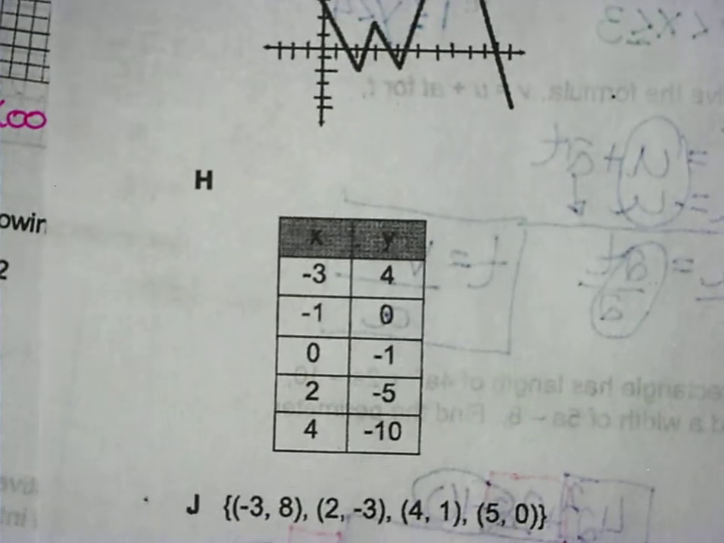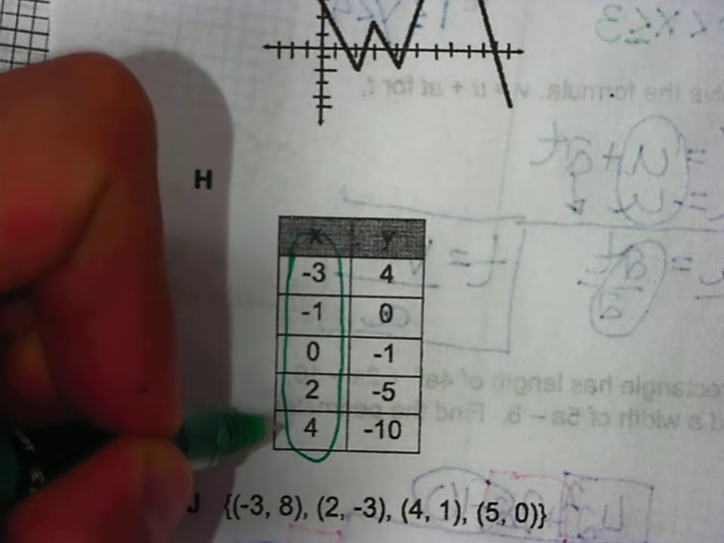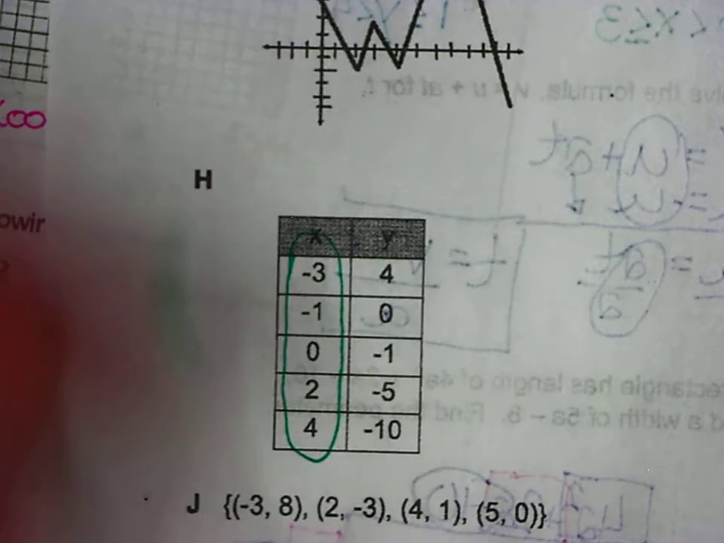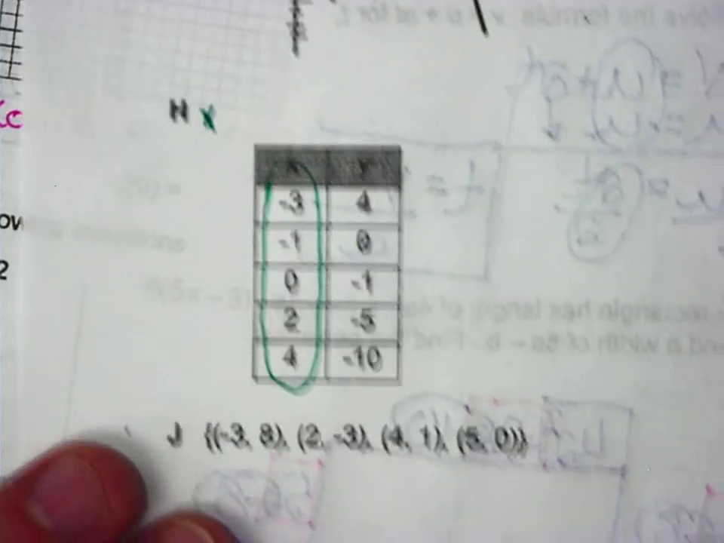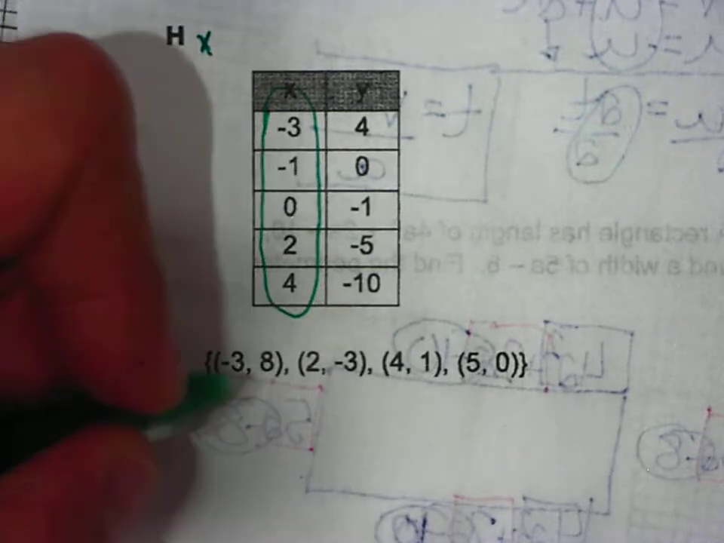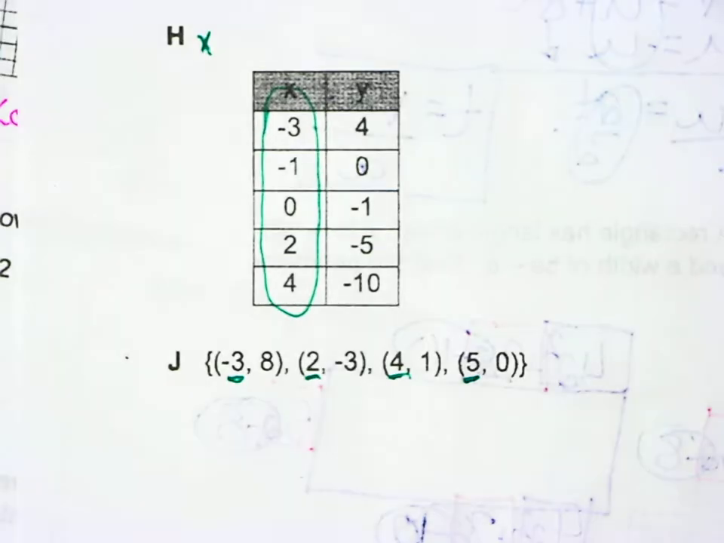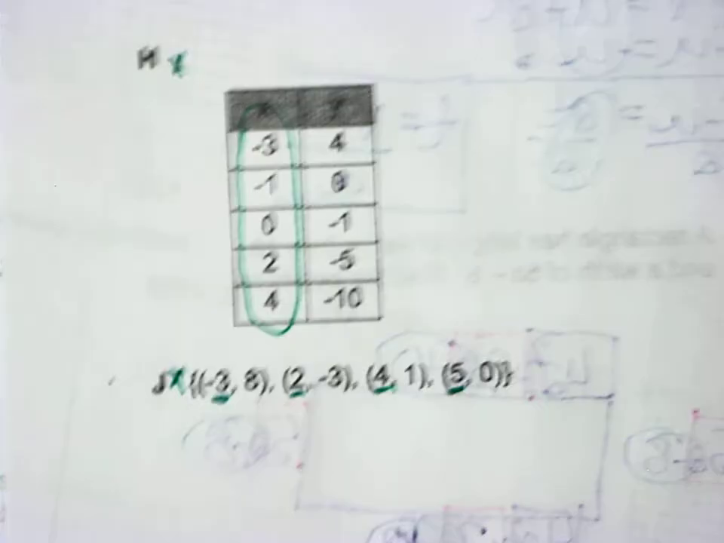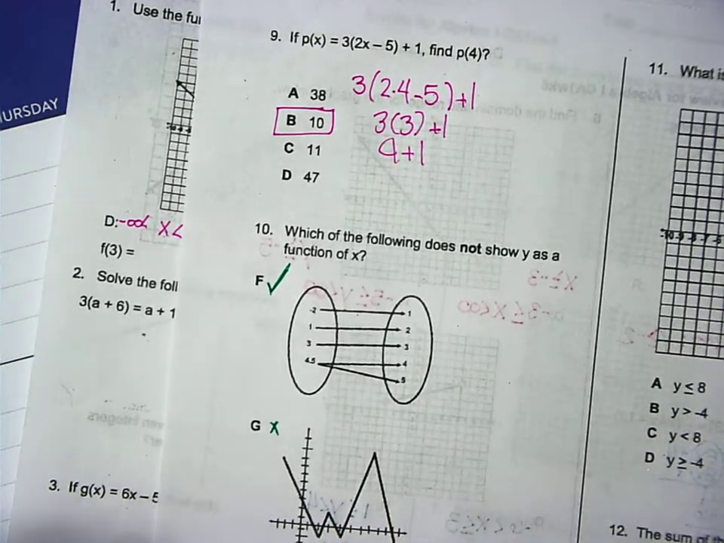For H, I can look at all my x values in this table. None of them repeat, so legitimately they can all be good without knowing any more information. So these ones are also a function and not what I'm looking for. And over here for J, I did the same thing that I did above. I'll look at all my x values. Since none of them repeat, I can't make a comparison about them not being functions, so I have to assume they are functions. So the only choice out of number 10 that does not show y as a function of x would be choice F.